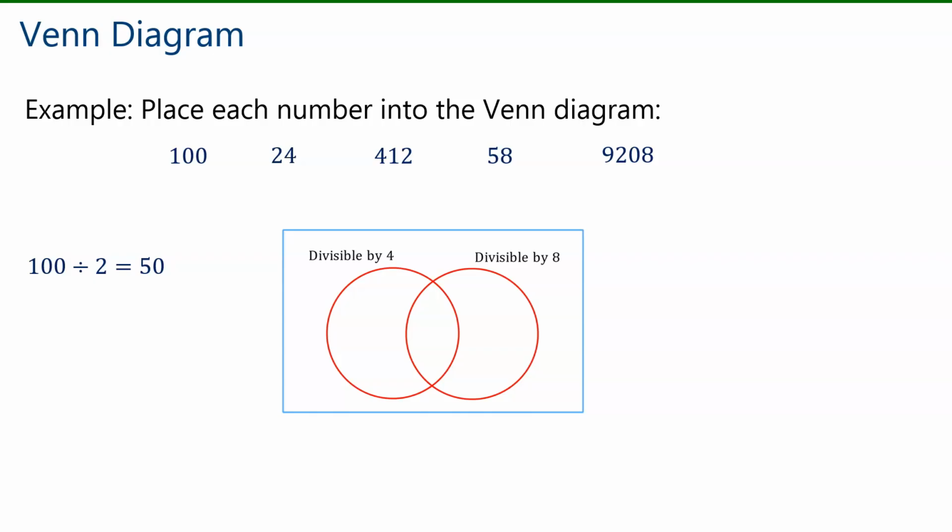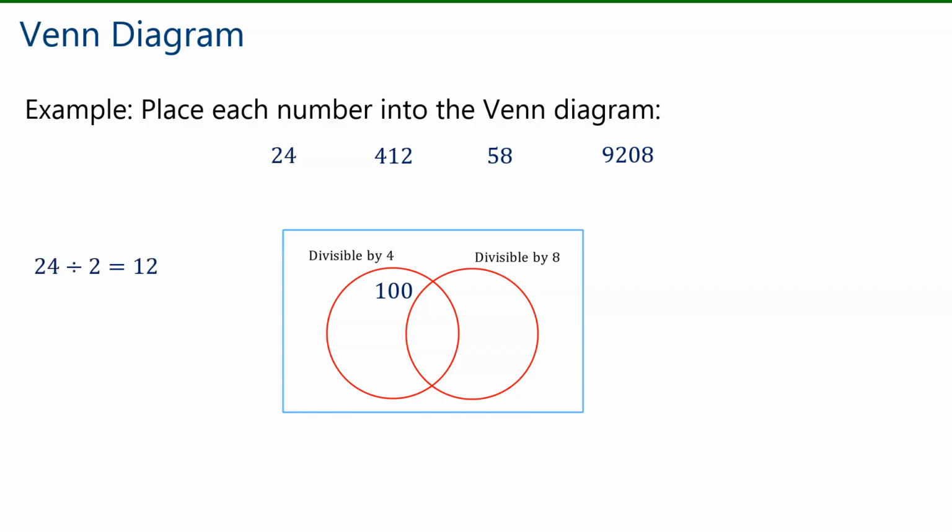Now 100 can be divided by 2, so that's 50, so it can be divided by 2 once. It can be divided by 2 twice, so it's divisible by 4. Let's see if it's divisible by 8. Can I do 25 divided by 2? No. So now since this is divisible by 4, but not 8, that will go in this section of the Venn diagram.